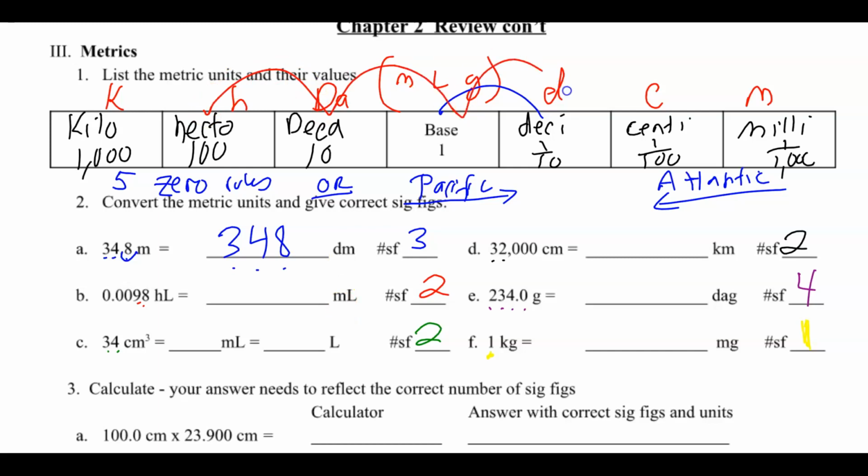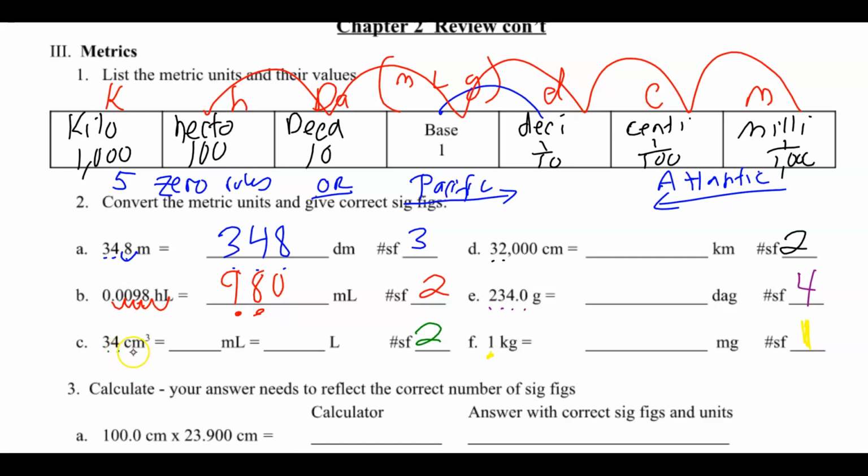Hecto to milli. I've got to go 1, 2, 3, 4, 5 to the right. 980. Now, there are only 2 sig figs here. If I put a decimal, that would make it 3, so we can't put a decimal on there. So it has to be 980, and there's my 2 sig figs.